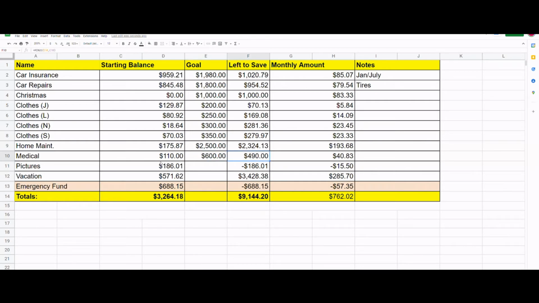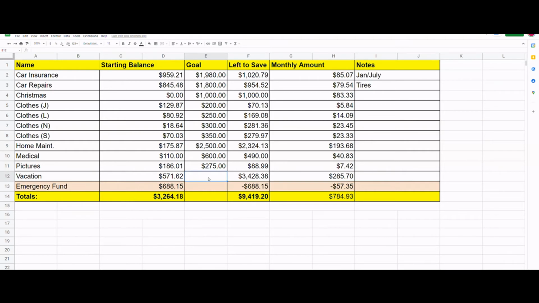Next, we have the medical fund, and our goal for medical is $600. We have $110 in there, and our monthly amount is going to be $40.83. Next up, we have pictures, and our goal is going to be $275. We have never had professional pictures taken as a family yet, and that is something that we are wanting to do this coming year. And so $7.42 a month for that.